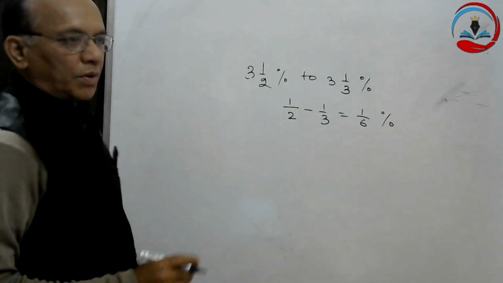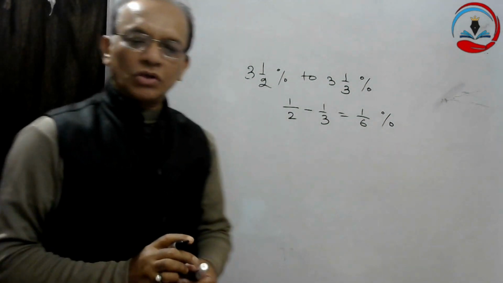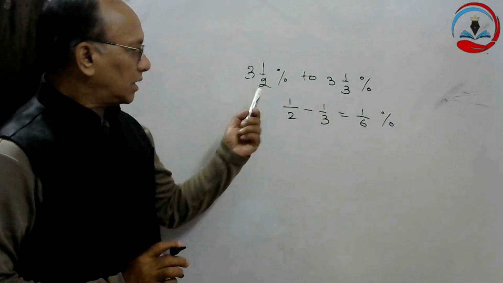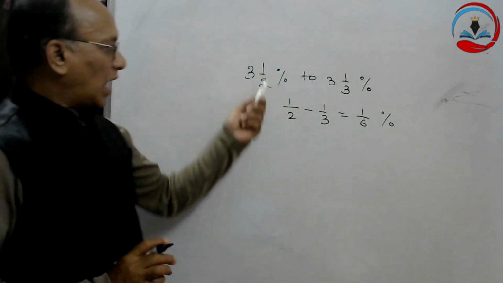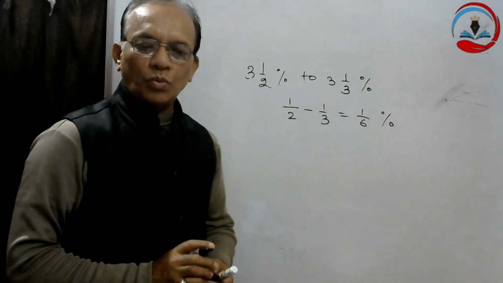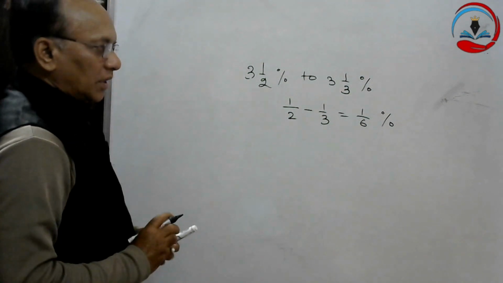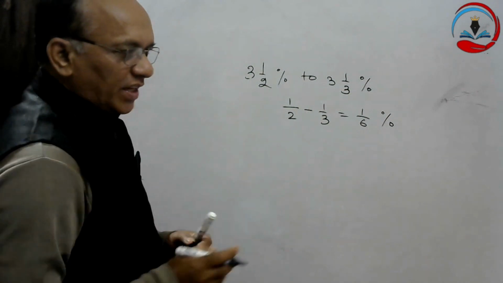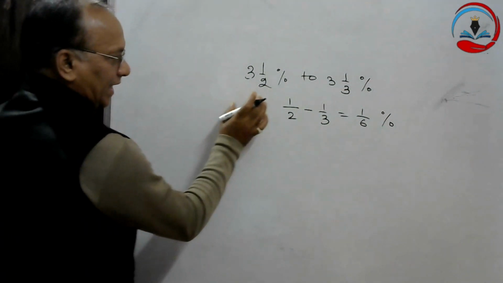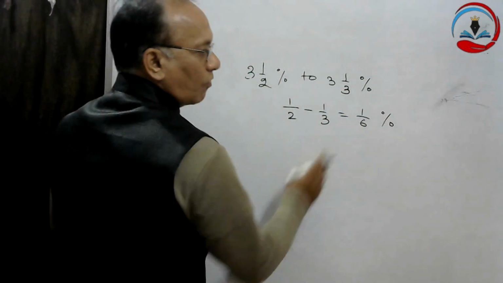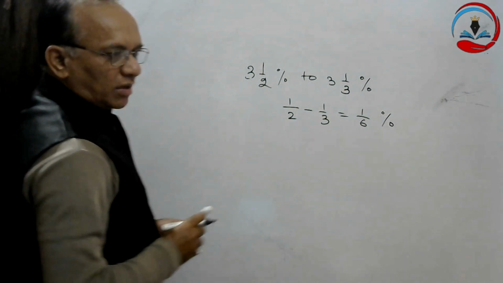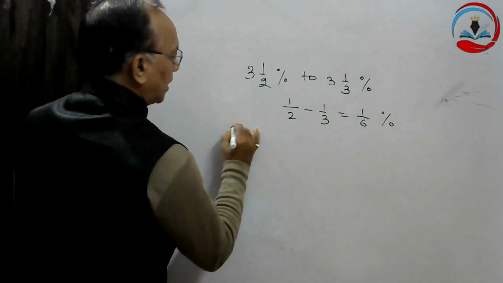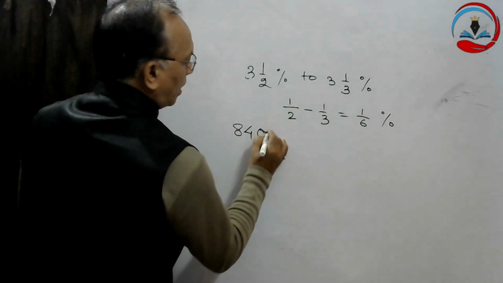Because 3 is the whole number part, so we can ignore the whole number part. So the difference between half and 1/3 is 1/6%. That means the difference between the sales tax is 1/6%. What is the marked price? Marked price is 8,400 rupees.